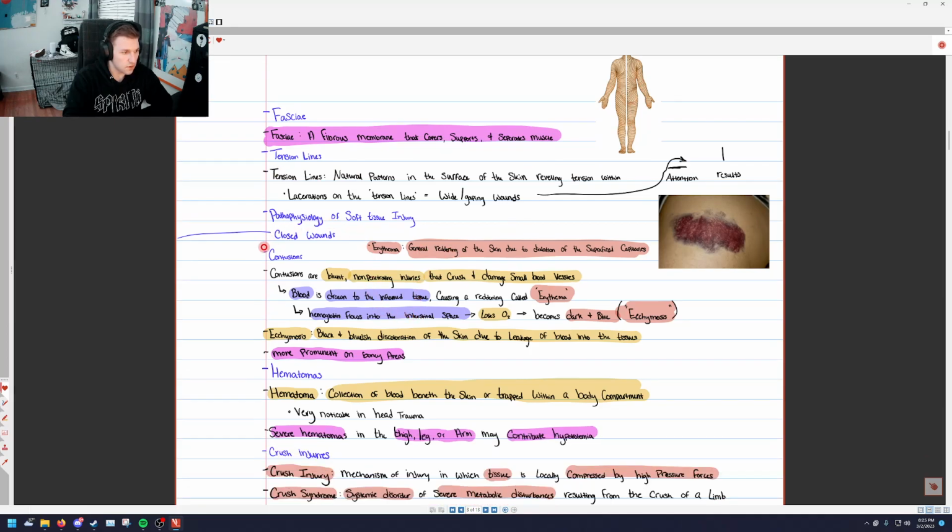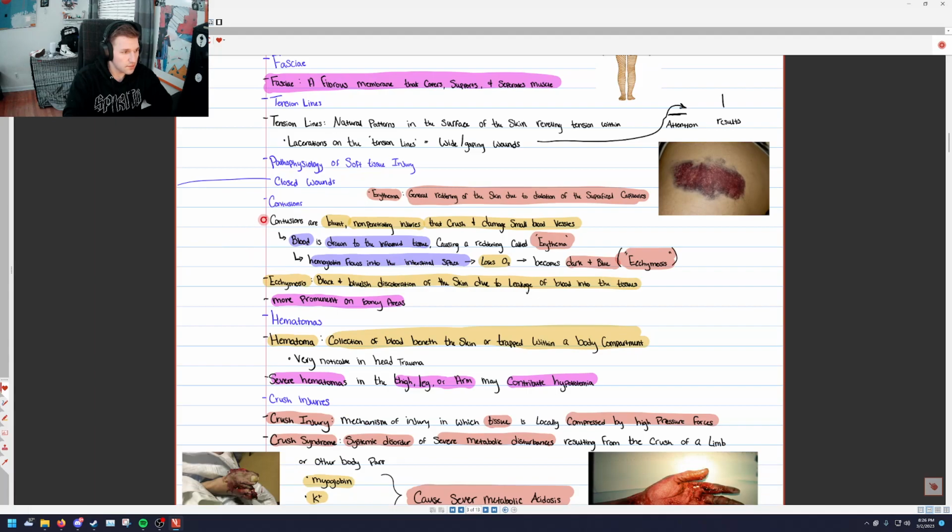So we have our closed wounds. Most commonly, on blunt force trauma, you're going to see contusions right here. This is just blood pooling under the site of blunt trauma. It can also be referred to as ecchymosis.